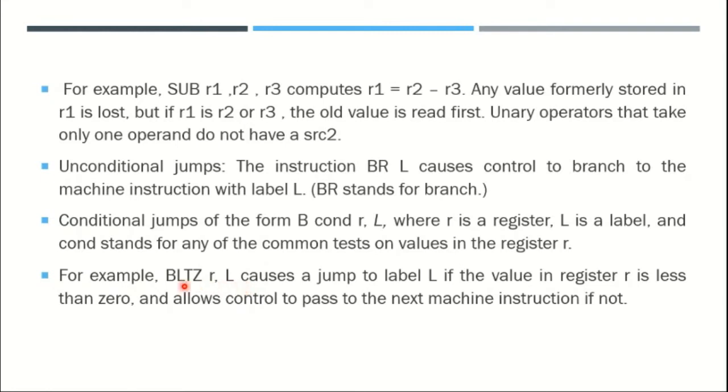So the meaning of this instruction is that the control of execution can jump to this particular label if the value in the register r is less than 0; only then is the control of execution skipped to this label. Otherwise it does not skip any instruction in the execution process.